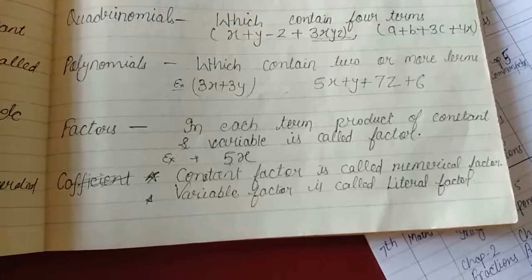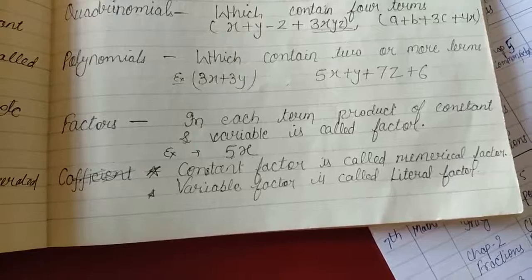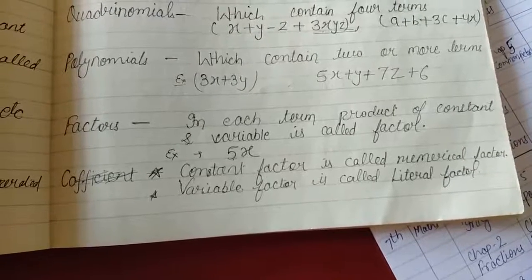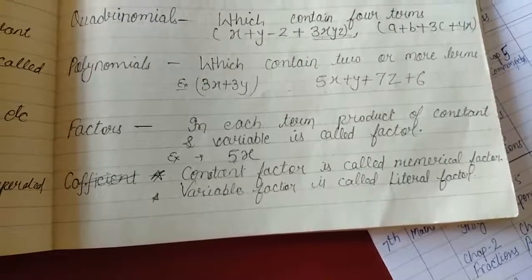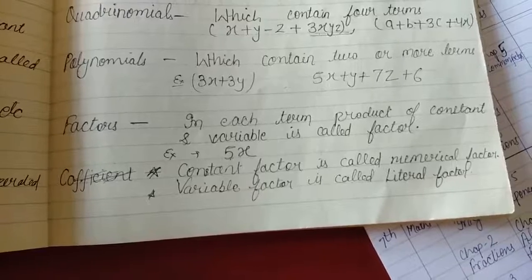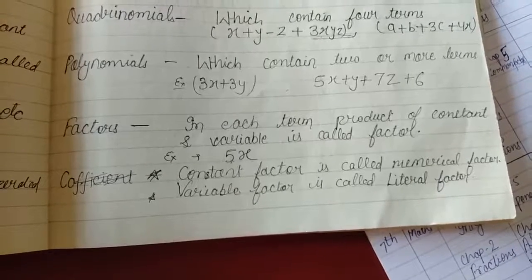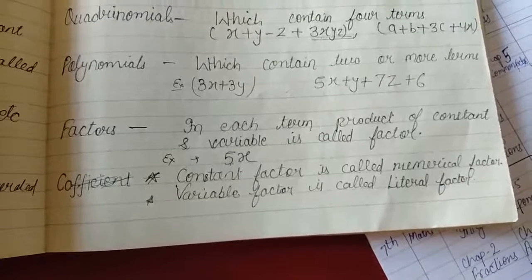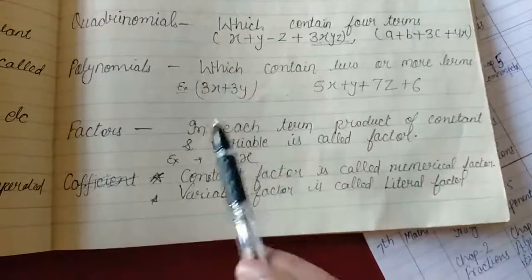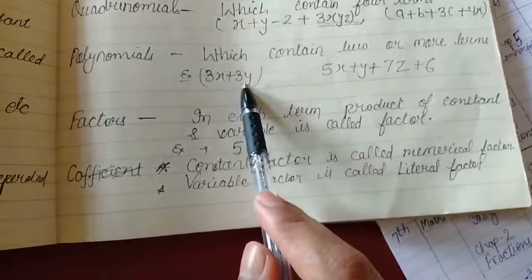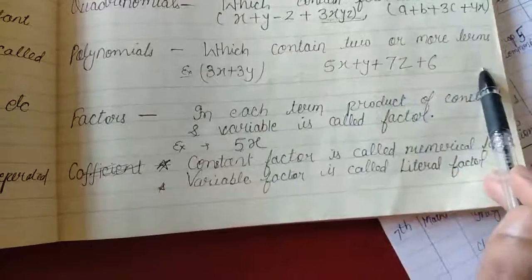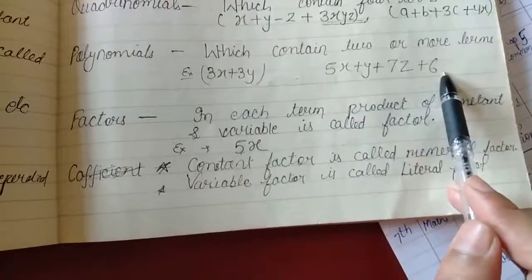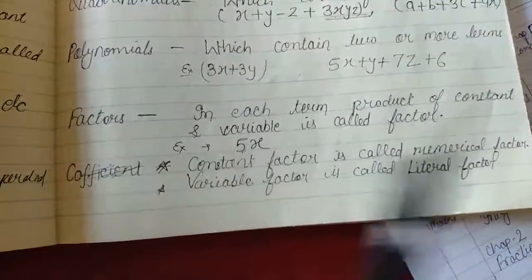Next is polynomials. What are polynomials? They contain 2 or more terms. That means any algebraic expression that has 2 or more than 2 terms. Like this, there are only 2 terms. This is also a polynomial, and there are 4 terms. This is also a polynomial.